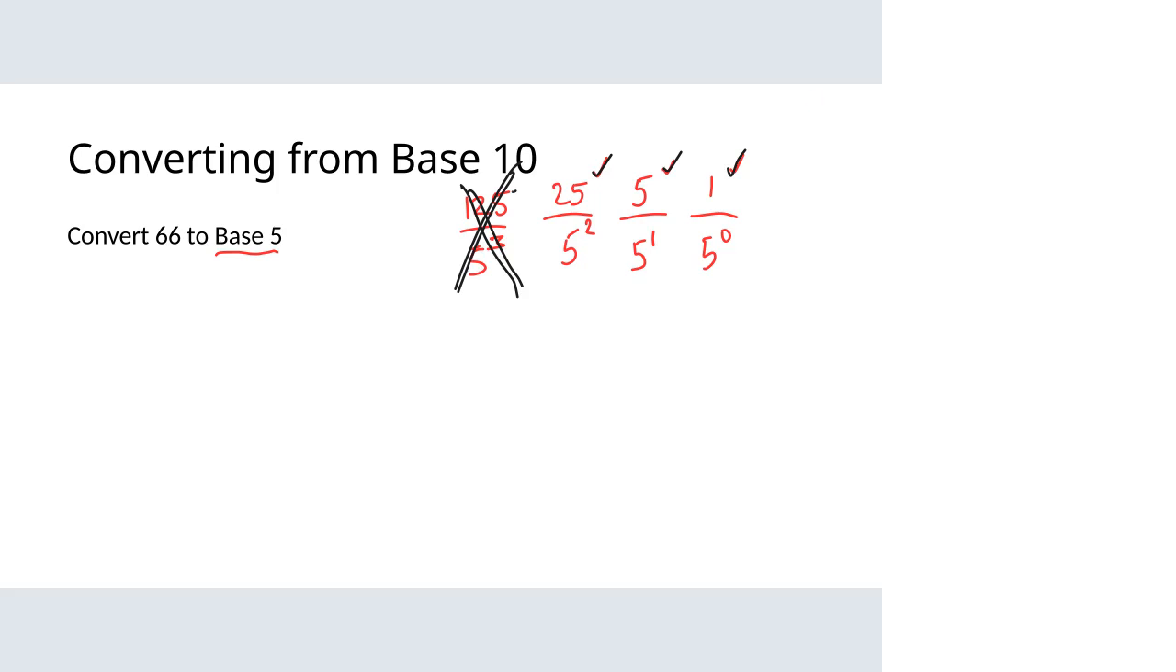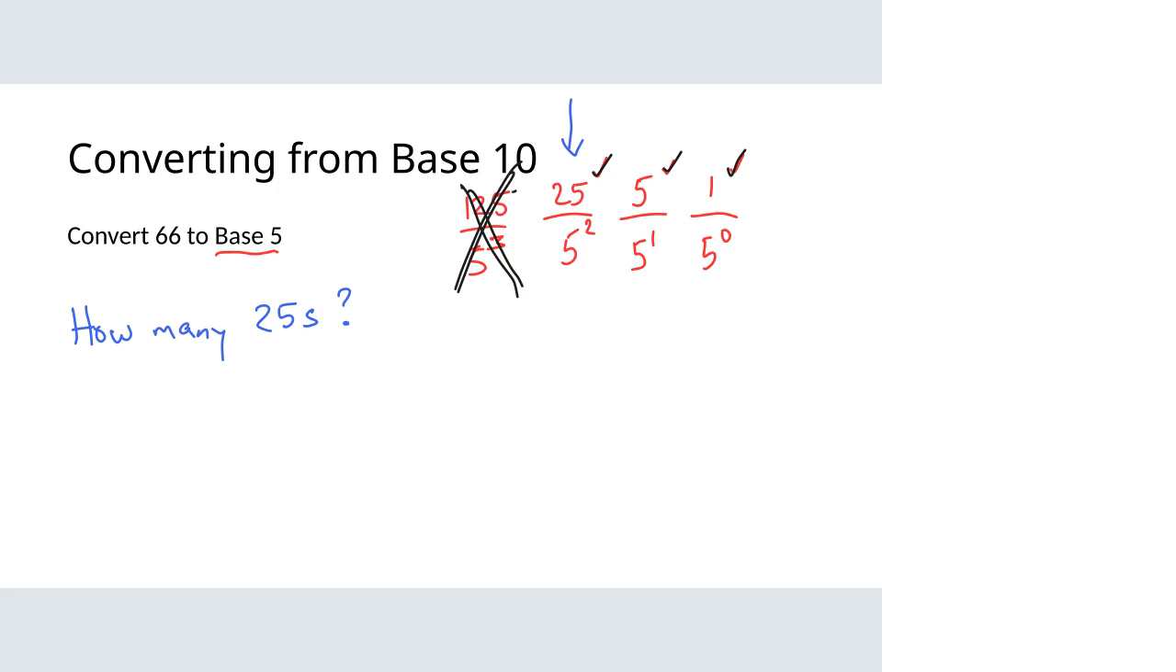So the first thing we're going to do, we're not going to write this in expanded form because we've got this base 10 number. So writing it in expanded form is not going to do us any good. What we are going to do, though, now that I know the place value positions that I might use, is start at the biggest of those and figure out how many 25s will go into 66. Our first question is, how many 25s do we need?